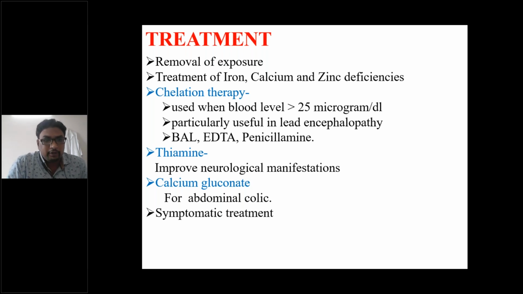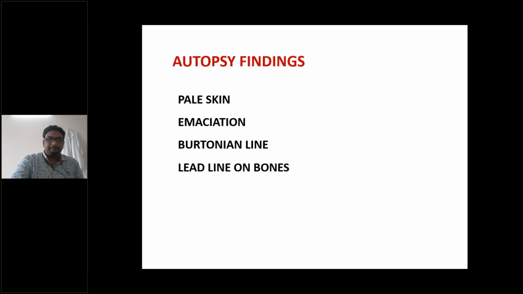So it means, because we know that lead will inhibit heme synthesis, we will give iron, calcium, and zinc, because calcium is affected in bone. Iron is affected because RBC synthesis is inhibited, and zinc deficiency can also be there. So in order to correct that, we will supplement with elemental iron, calcium, and zinc.